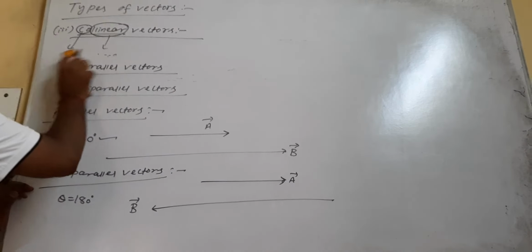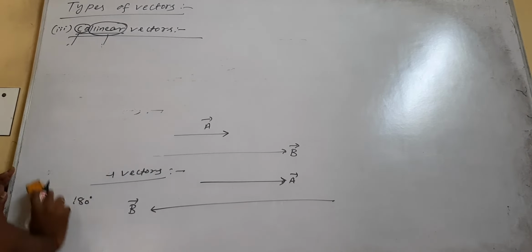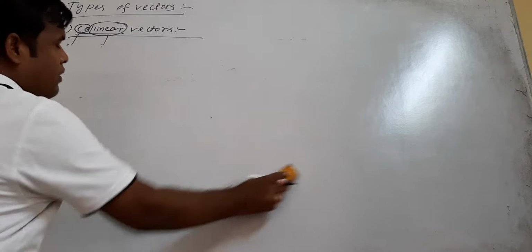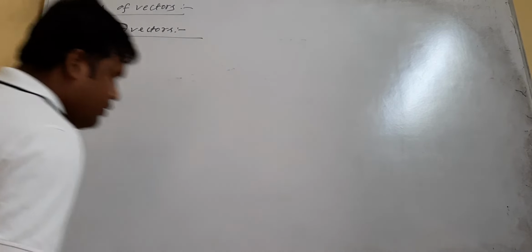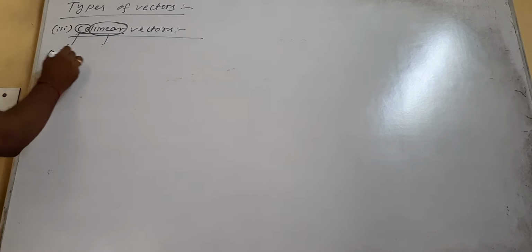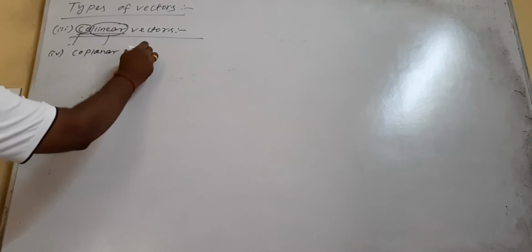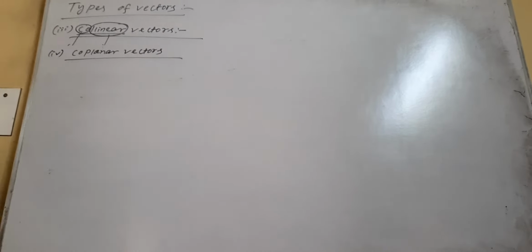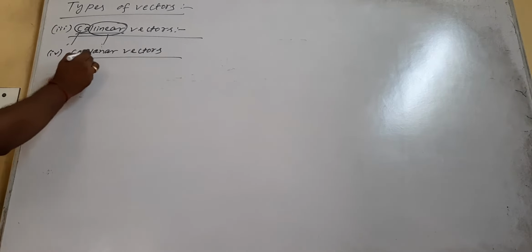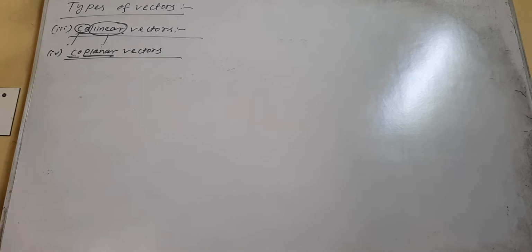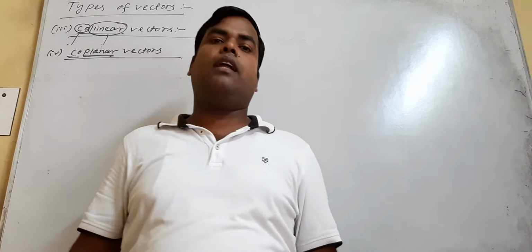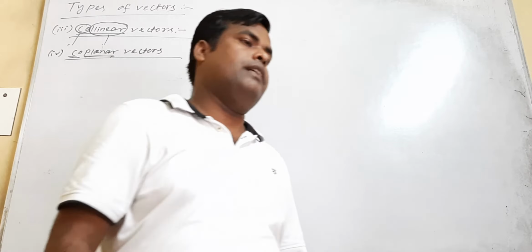So now come to number 4, that is coplanar vectors. Similarly, co means common, planar means plane. Vectors having the same plane, or vectors acting along the same plane, are called coplanar vectors.